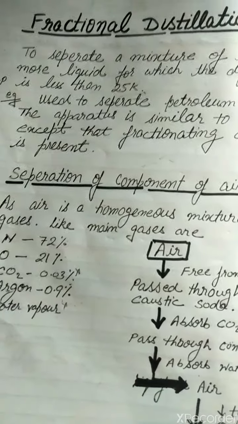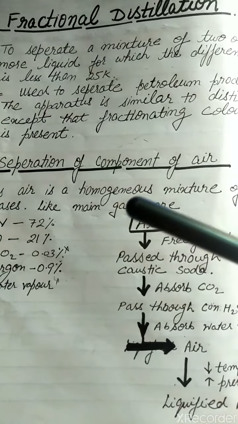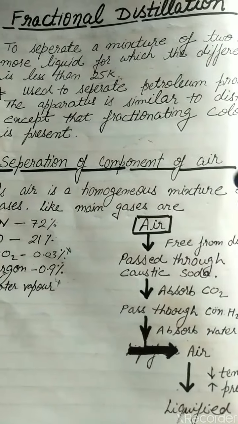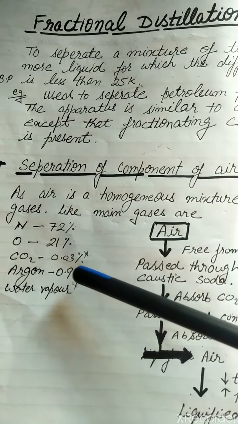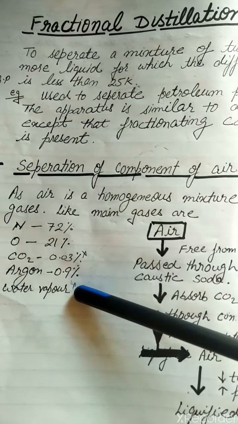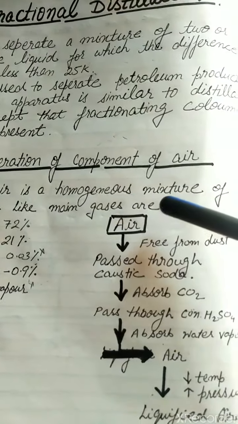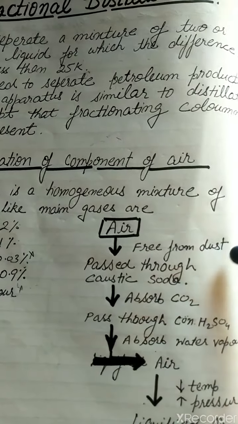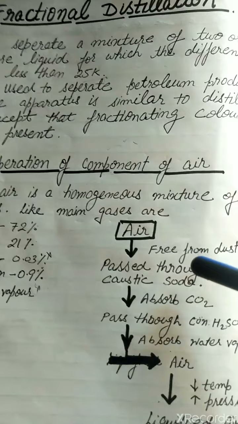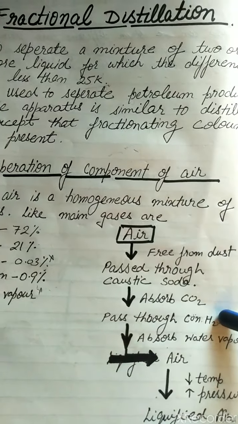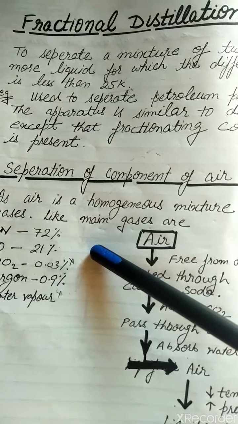Now next is separation of components of air. As we all know, air is a homogeneous mixture of several gases like nitrogen, oxygen, carbon dioxide, argon and water vapors also. So how can we separate them? First, we make the air free from dust particles. Then we pass the air through caustic soda which absorbs carbon dioxide, which is very less in quantity. So carbon dioxide is absorbed first.